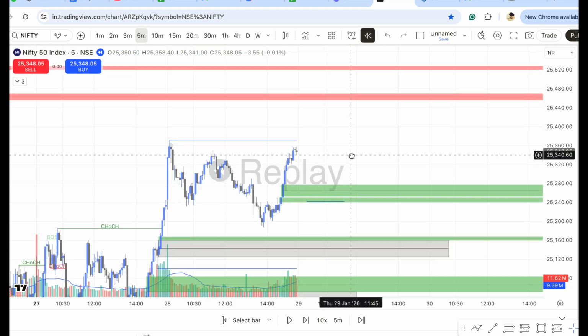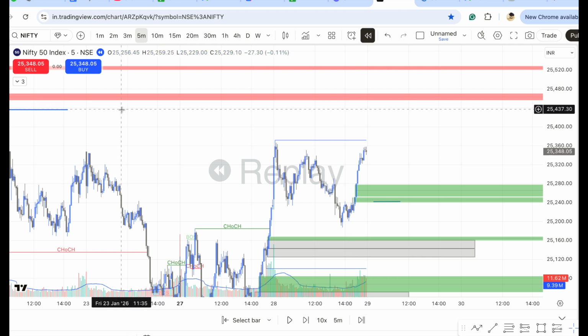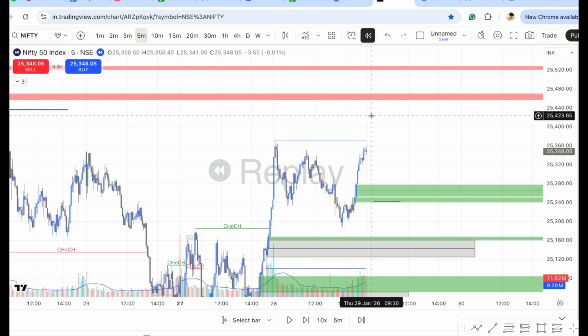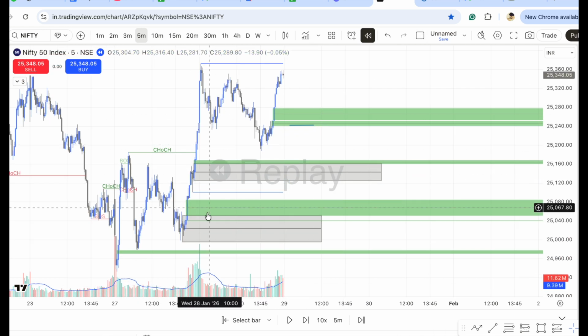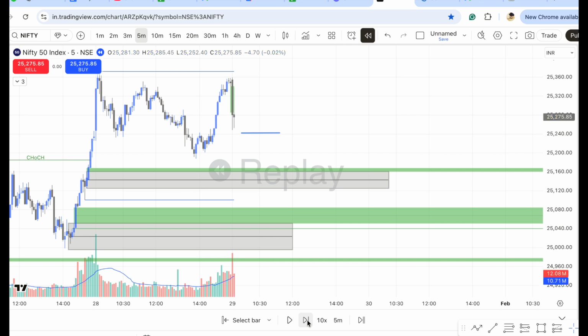So yesterday our discussion was very simple. We said there is equal high liquidity sitting above 25,440. So if the market opens flat and goes up, then on a closure above this we would be interested in taking the market higher, right? And I also plotted two demands. So the market opened flat. Okay, so let's have a quick discussion on what happened and how the market behaved.